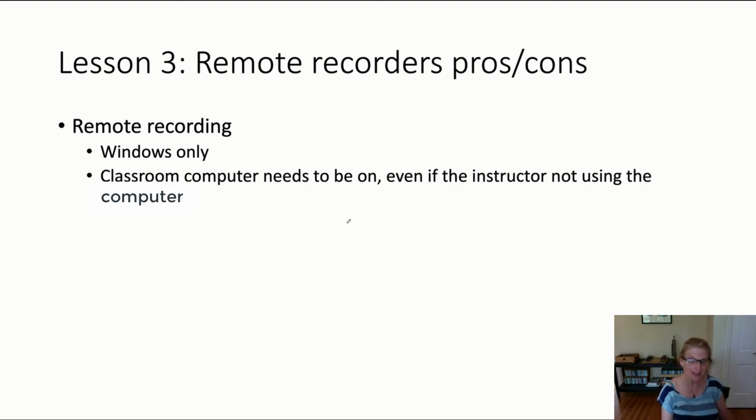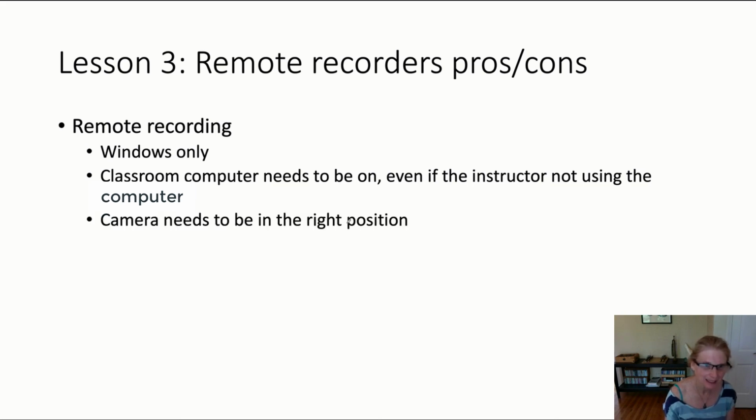There were some problems. A common one is that the classroom computer needs to be on, even if the instructor is just using the camera and not recording the computer. It makes sense, but it's not entirely obvious. And this is another thing that makes sense, but is harder to remember when you're not doing the recording yourself, is if you're using a camera, you need to check it to be in the right position. So even though you don't have to worry about starting and stopping the recorder, you do have to worry about making sure that your audio-visual is getting the right content.